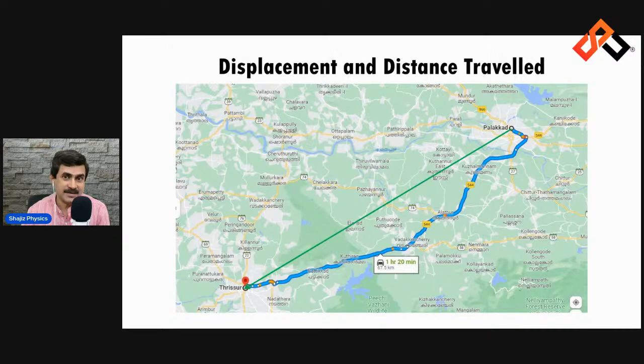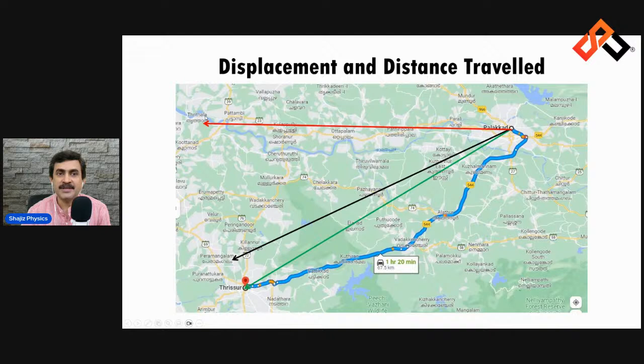Why? What is the importance of direction? See, let the displacement between Palakkad and Thrissur be 50 kilometer. That means this green line has a length of 50 kilometer. Now you consider a straight line having 50 kilometer drawn in some other direction. The black line is also 50 kilometer, but it never reaches Thrissur. So direction is crucial and critical when you describe displacement. Let us look at another example. Starting from Palakkad, you are considering another 50 kilometer in some other direction. It reaches some other place called Tirthala.